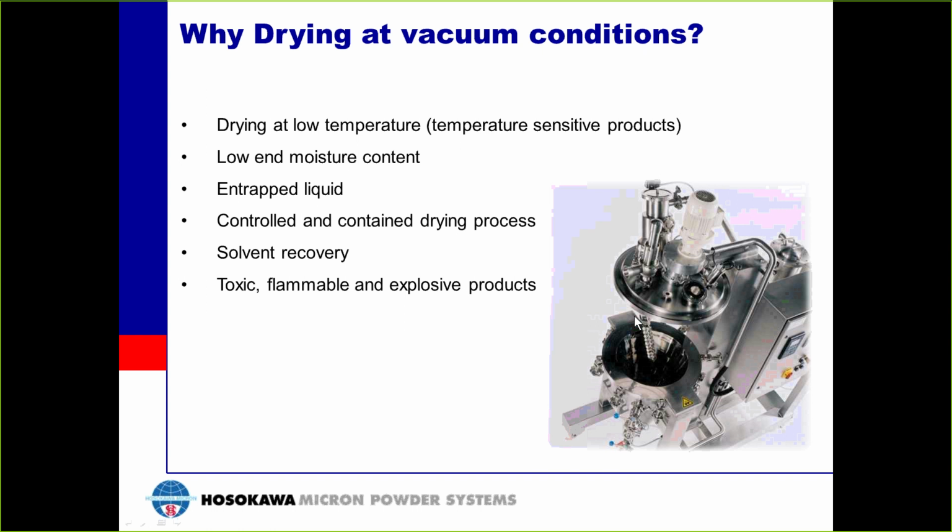So we talked about getting the energy into the product. Now we'll go into the different types of drying. We'll start with vacuum drying. Why drying at vacuum conditions? Drying at vacuum conditions is going to be drying at a low temperature. So it really is good for products that are temperature sensitive.